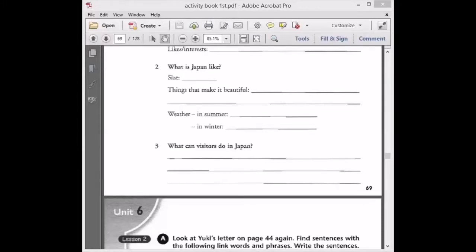Do you have any question? It's okay, Awab. You participated a lot today. It's not because of me, it's because of your internet connection. Awab, your homework is lesson 2 in your activity book and lesson 3 in your student's book.